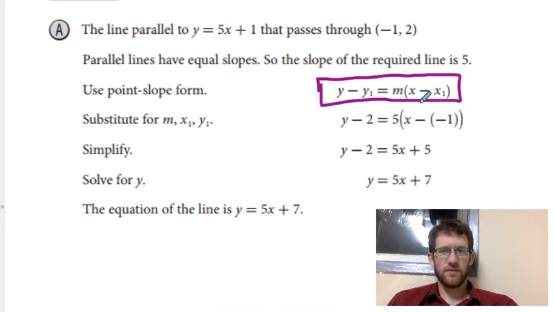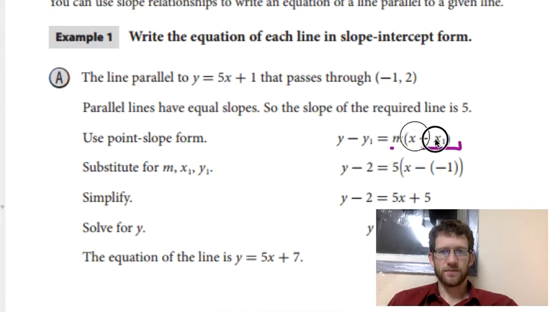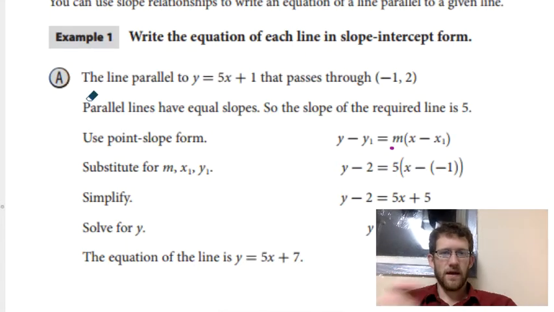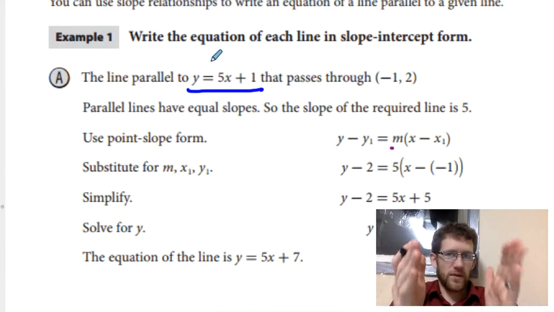This is the point-slope form. It's very useful because all we need then is a single point and a single slope, and we can get the equation. So for example, this problem says we want to find the equation of this line here. They say the line parallel to this line, right? They give us an equation. They say it's parallel to this line. It's not this line, but it's parallel to it.